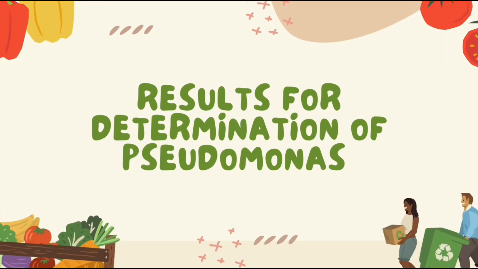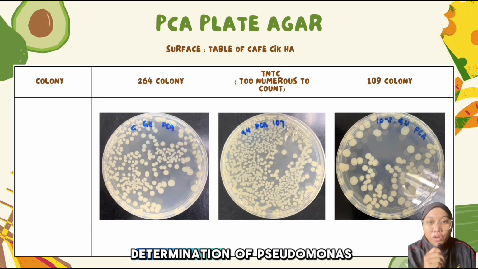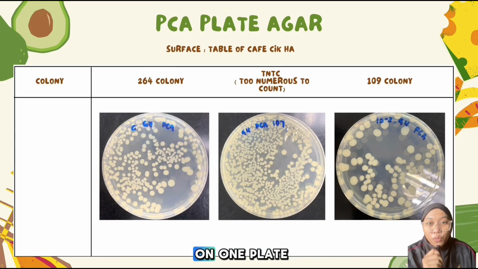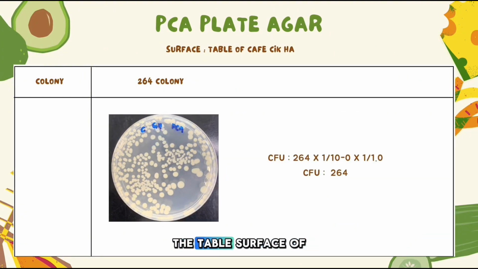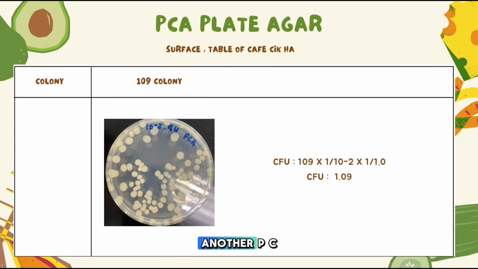Moving on to the determination of Pseudomonas, the PCA plate showed TNTC on one plate, while the other plate showed 264 colonies and 109 colonies. This indicates a high presence of bacteria on the sample surface. This slide shows the PCA plate agar result from the table surface of KFHA. A total of 264 colonies were counted, indicating a high microbial presence on the surface. Next, this slide shows another PCA plate agar result with 109 colonies counted. The microbial count is lower compared to the first sample.